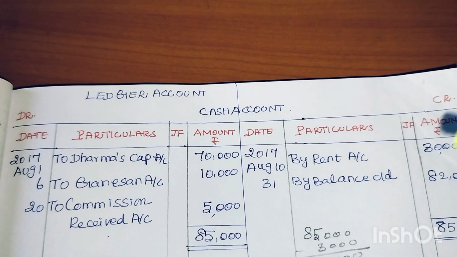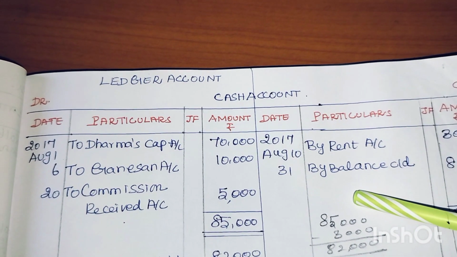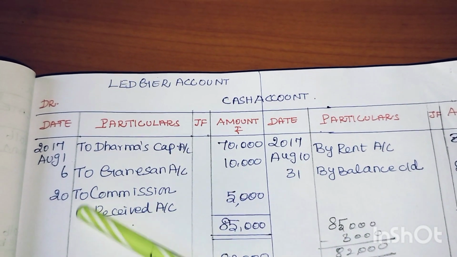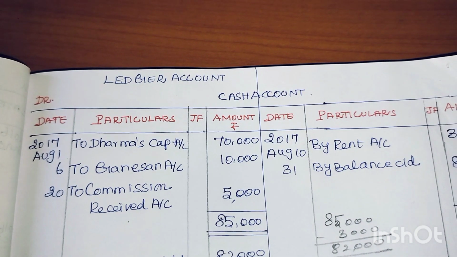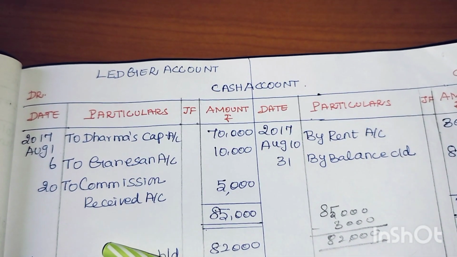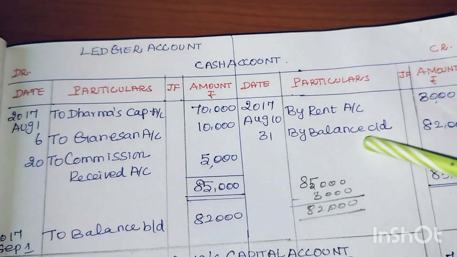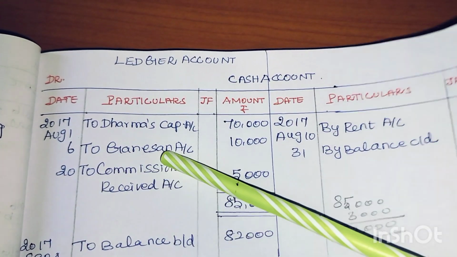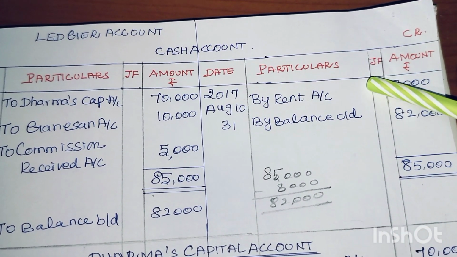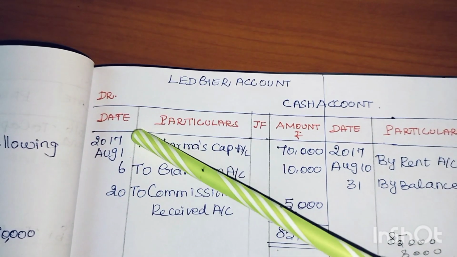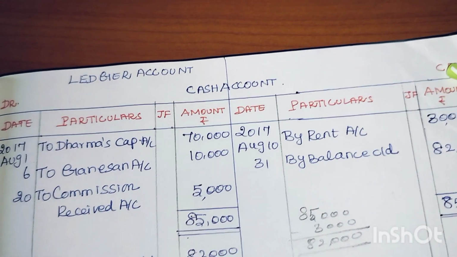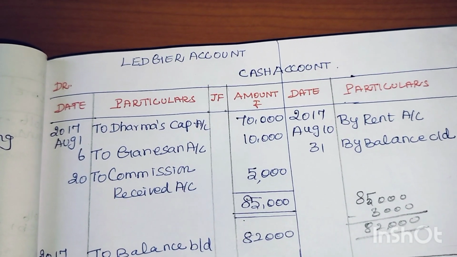Okay. Before we post to the ledger account, first we prepare the format of the ledger. We divide the ledger account into two, debit side and credit side. Debit side has 4 columns and credit side also has 4 columns. That is date, particulars, JF and amount. Credit side also has date, particulars, JF and amount. Debit side we call debtor and credit side we call creditor. So we prepared the format of the ledger.